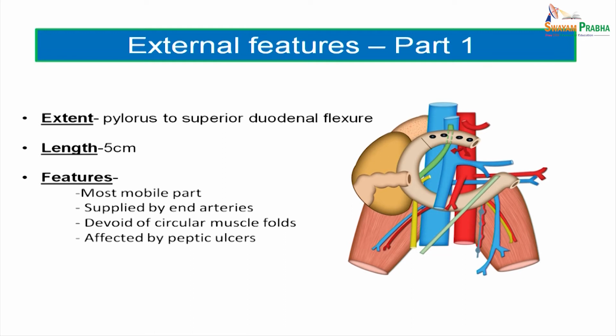Only the first part is devoid of these circular muscle folds, and due to this particular reason and due to the activity of the pyloric sphincter, we get a shadow called the duodenal cap on a barium meal X-ray. So, thus we see that the first part of the duodenum is the most affected region by peptic ulceration, mainly because it is supplied by end arteries, and also it is very proximal to the stomach.